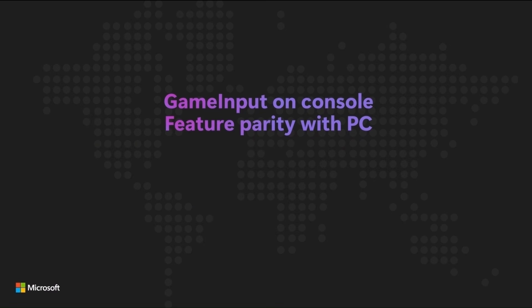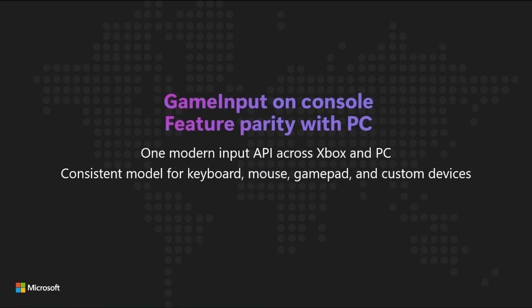Game input on console, feature parity with PC. Game input on Xbox now reaches feature parity with PC, giving you a single, modern input surface across platforms. It unifies keyboard, mouse, gamepads, and custom controllers under a consistent model that's synchronized to a common time base. The API is designed for low latency and thread safety, including render threads with both polling or event-driven callbacks. The result is simpler cross-platform input code, fewer legacy branches, and more reliable controller behavior across devices.